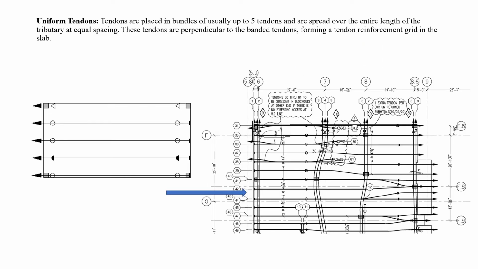Uniform tendons are placed in bundles of usually up to 5 tendons and are spread over the entire length of the tributary at equal spacing. These tendons are perpendicular to the banded tendons, forming a tendon reinforcement grid in the slab.